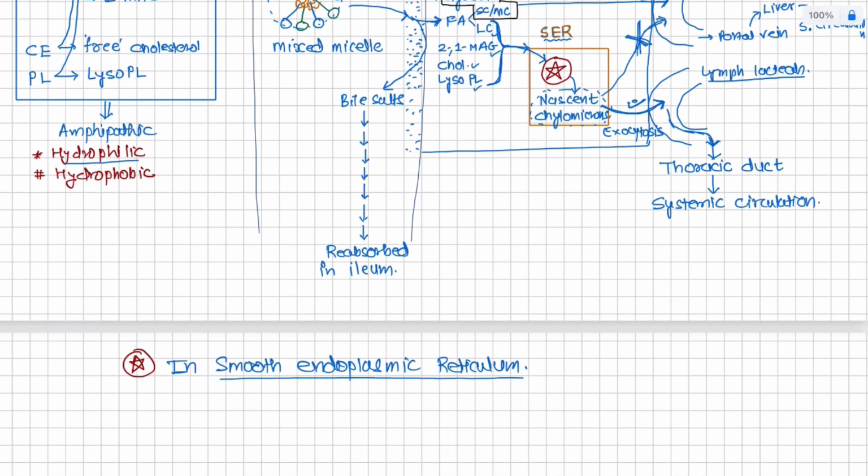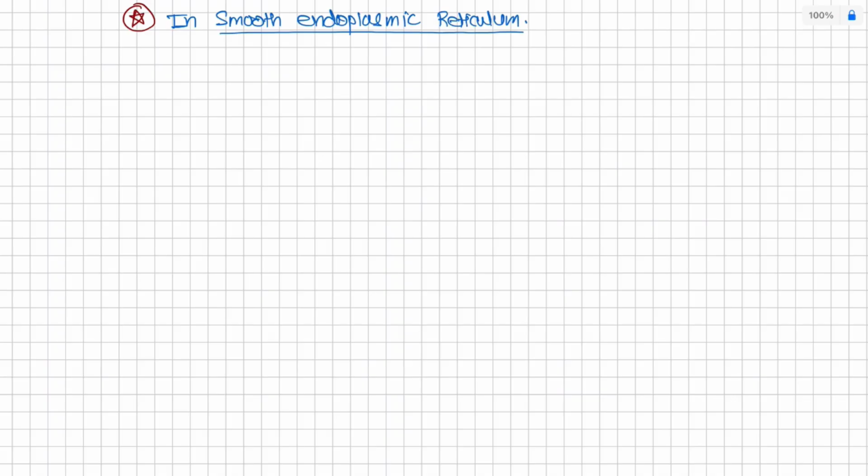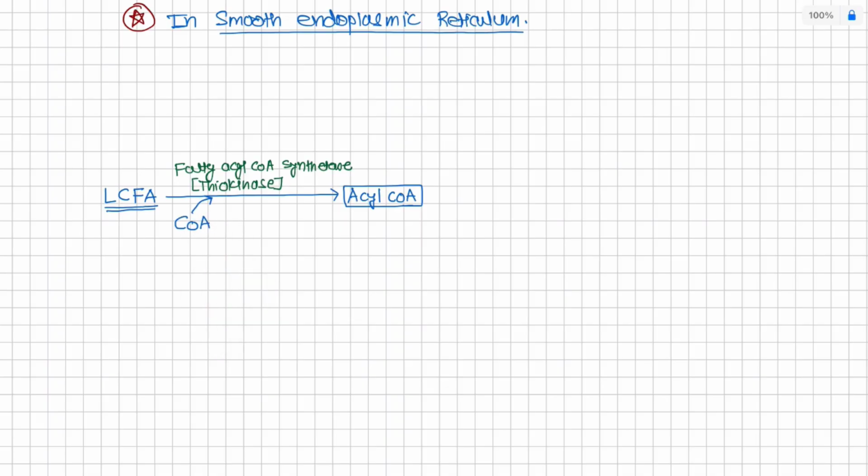Inside the smooth endoplasmic reticulum, these broken down forms of lipid are reconverted to their complex form. Let's see how. First, long chain fatty acids are activated. The enzyme fatty acyl coenzyme A synthetase, also called thiokinase, converts long chain fatty acids to acyl coenzyme A, which is the activated form. This requires coenzyme A and is energy demanding. It uses two high energy phosphate bonds from ATP, converting ATP to AMP plus pyrophosphate. This activated acyl coenzyme A can now donate fatty acids to other molecules.